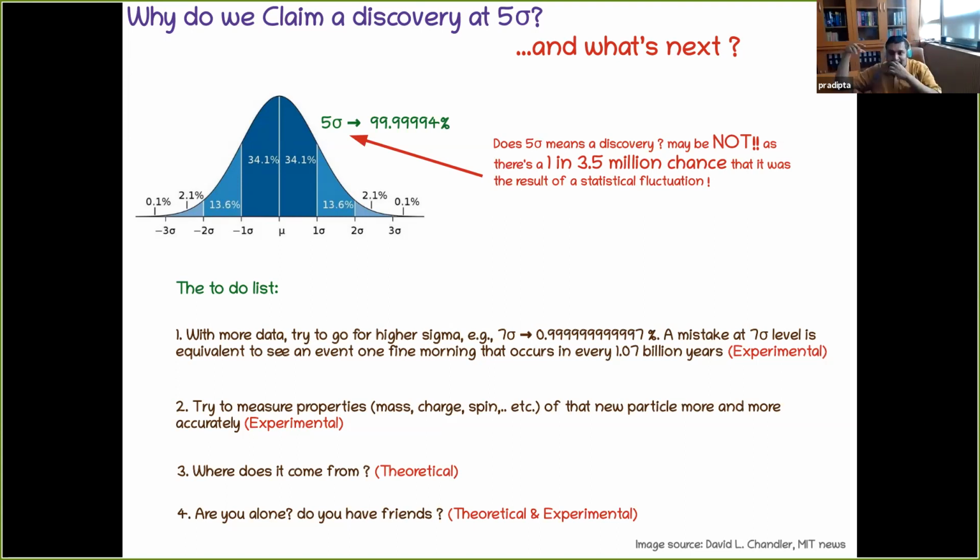of BSM particles? Maybe the one which we have just discovered is actually lying in the lower part of the mass spectrum. So is it alone, or is it accompanied by a series of friends? That is a collective job of the theoretical physicist and the experimental physicist. This is what basically people are doing in the context of any collider experiment.